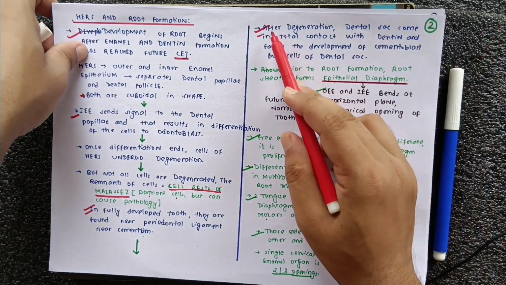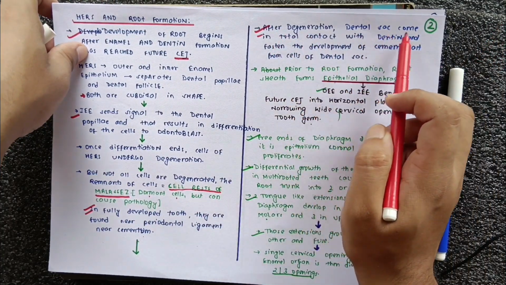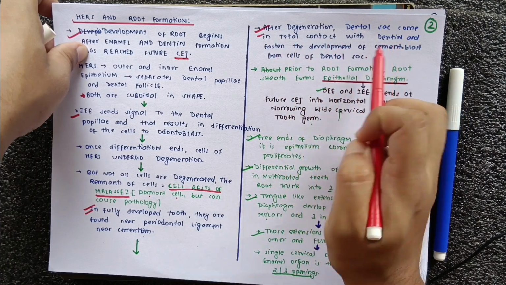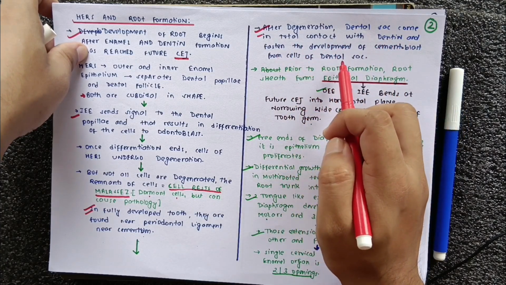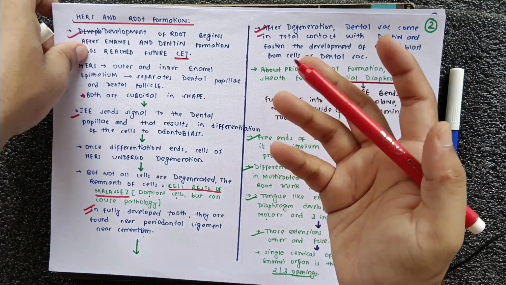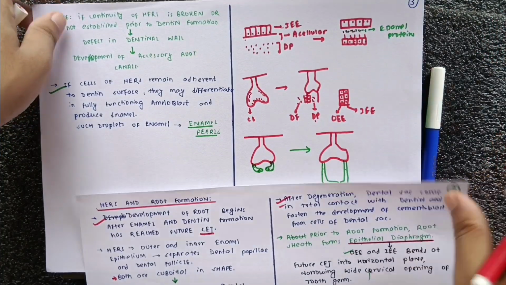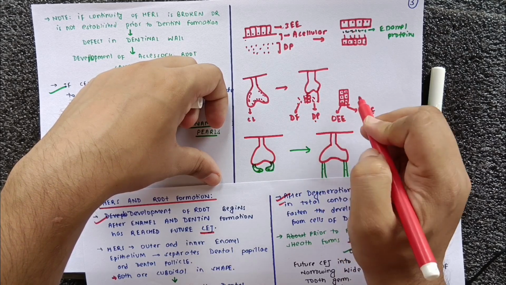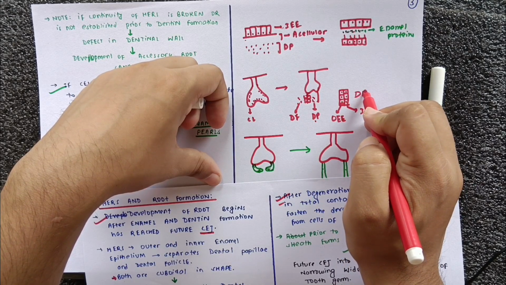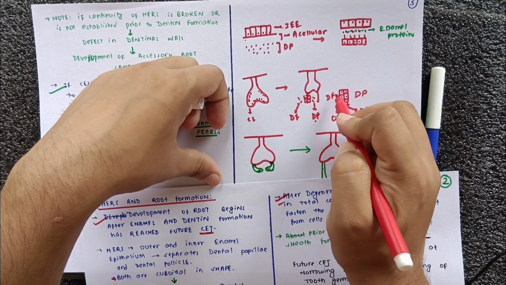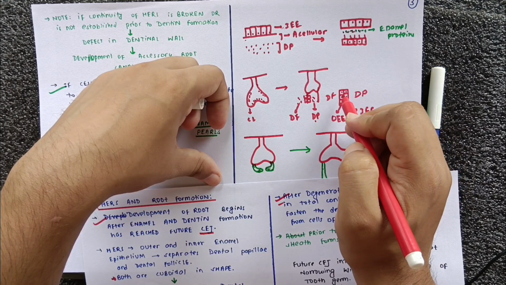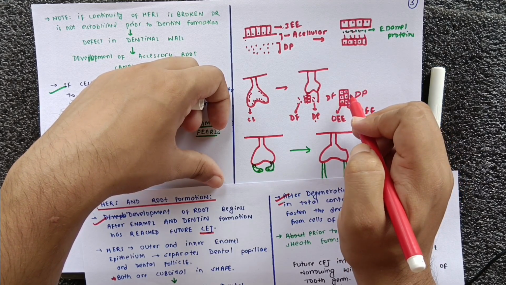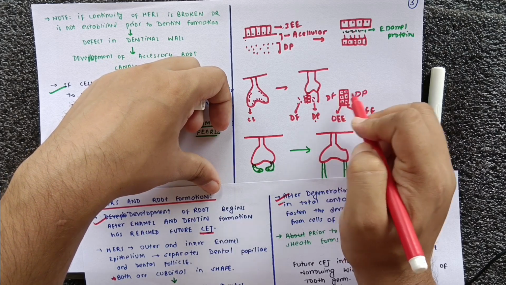After that, I have written here: after degeneration, the dental sac comes in total contact with the dentin and hastens the development of cementoblasts from the cells of the dental sac. As there is degeneration, just think there is a dental papillae here, and this is a dental follicle here. After degeneration of this boundary, the barrier between those two portions of the tooth germ, they would come in contact.